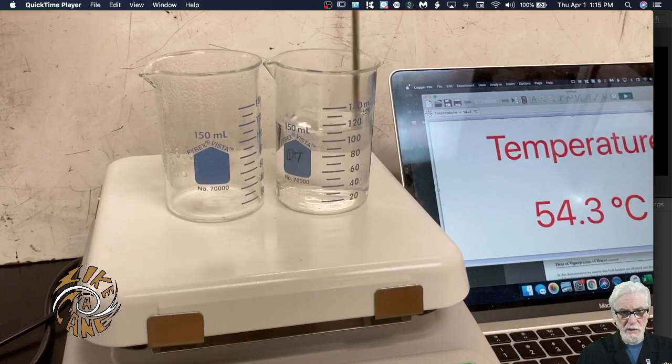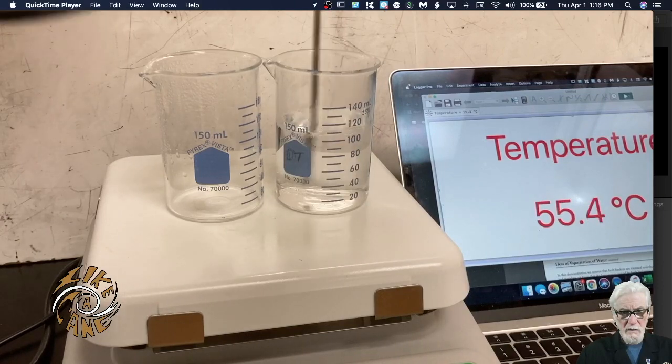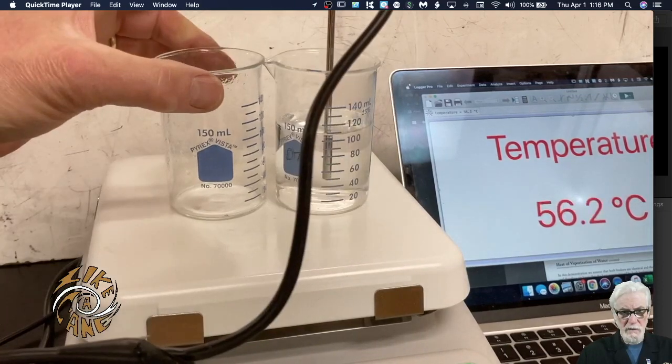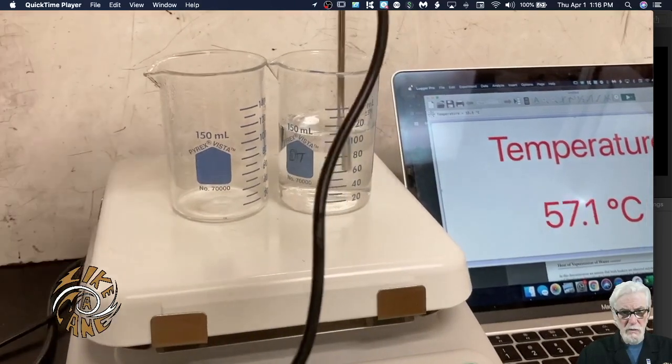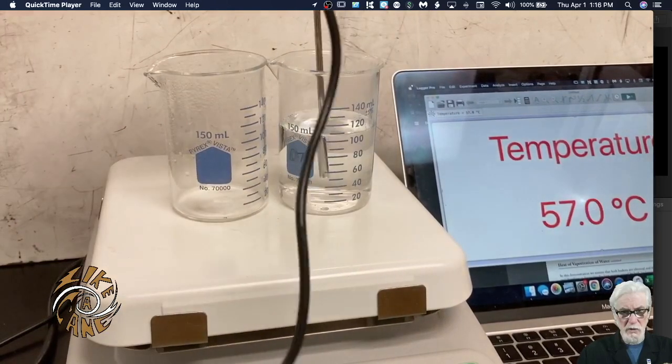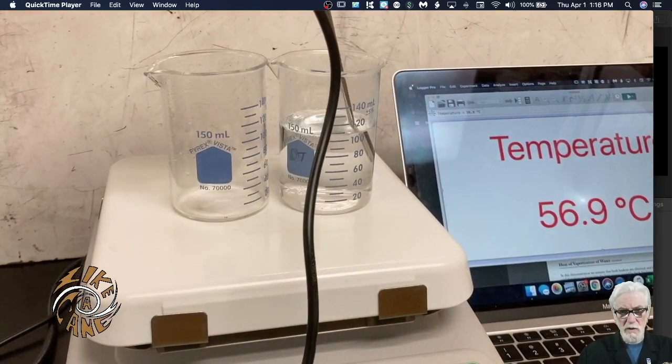Now even some of the fog is starting to disappear. And it looks like at this point, this water is completely boiled away. So I think it was about 57.1 degrees was the temperature when the water completely boiled.